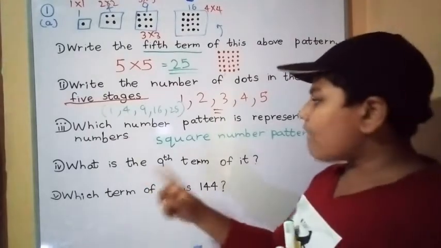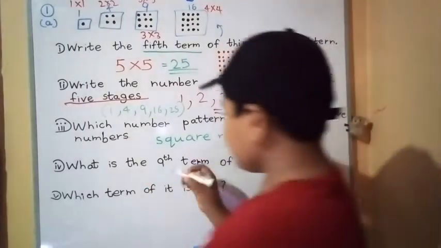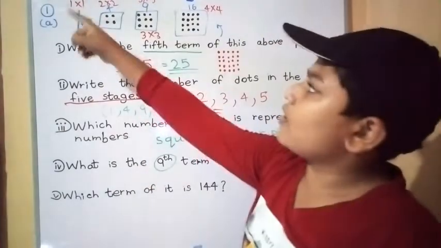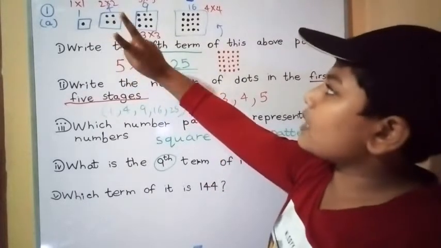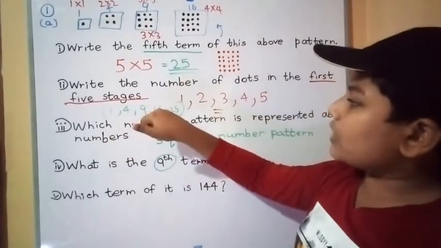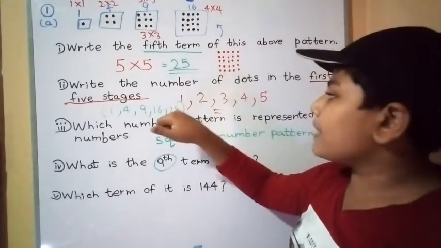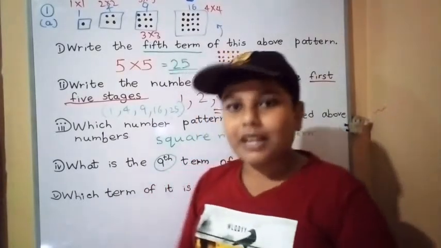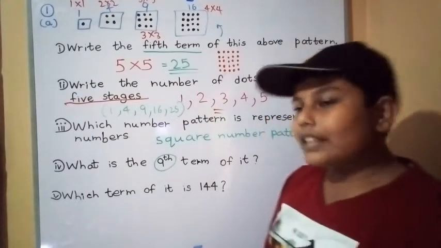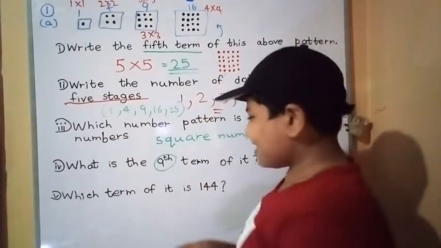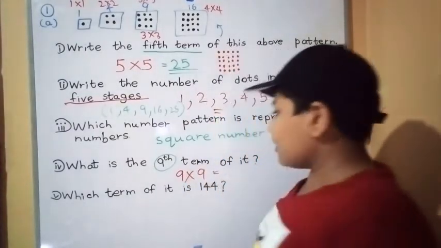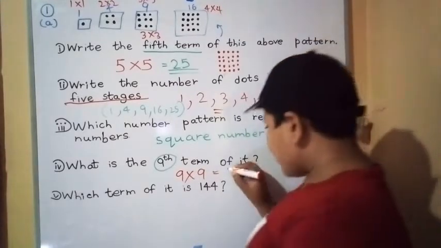In the fourth one, what is the 9th term of it? 9. Now the first term is 1 multiply 1. Second term is 2 multiply 2. Third term is 3 multiply 3. Fourth term is 4 multiply 4. Fifth term is 5 multiply 5. Sixth term is 6 multiply 6. Seventh term is 7 multiply 7. Eighth term is 8 multiply 8. Ninth term is 9 multiply 9. Right? What is the answer?